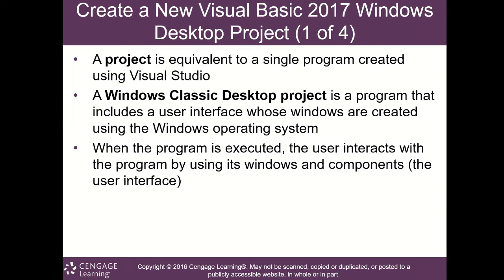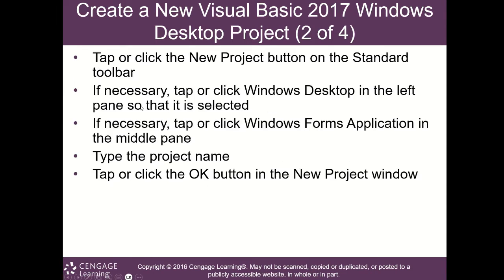Let's go to the next slide. When you create a project, you click the new project button on the standard toolbar. If you need to, tap or click Windows Desktop in the left pane so that it is selected. If necessary, tap or click Windows Form application in the middle pane. Type the project name and tap or click the OK button in the new project window.